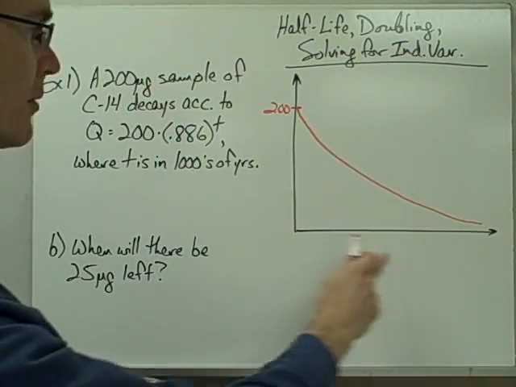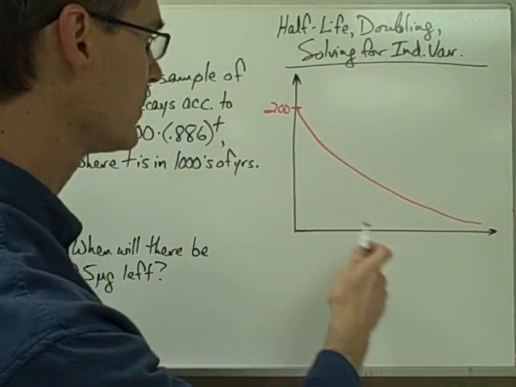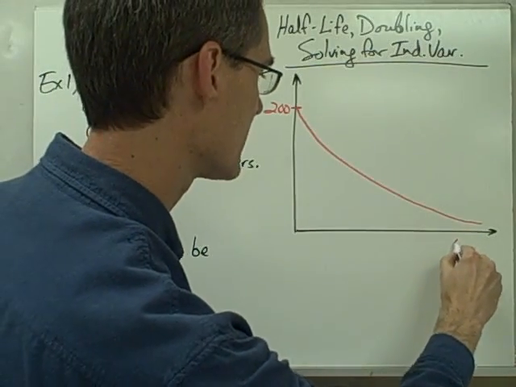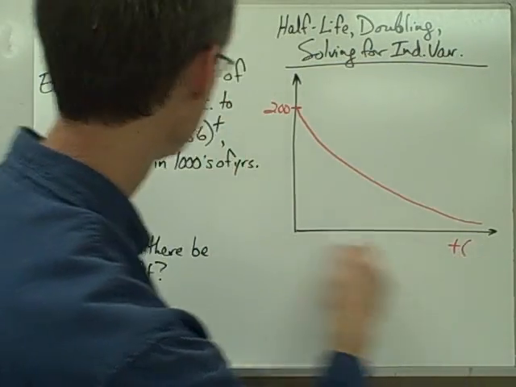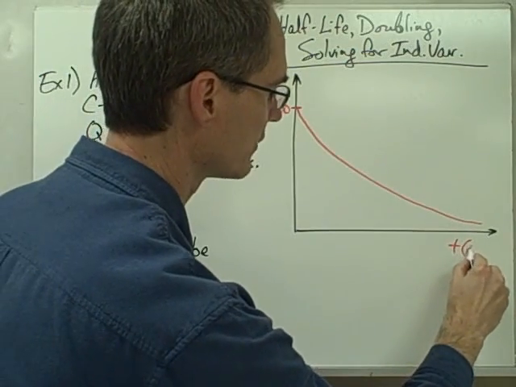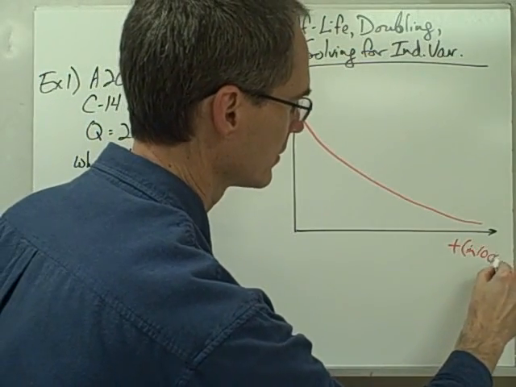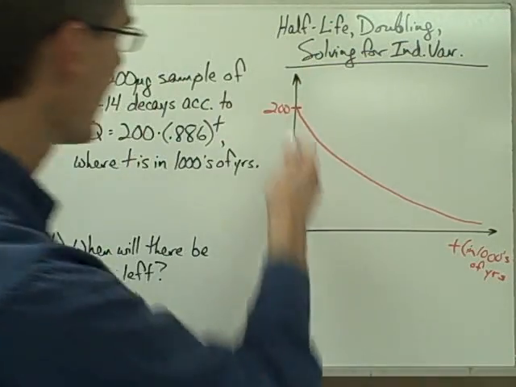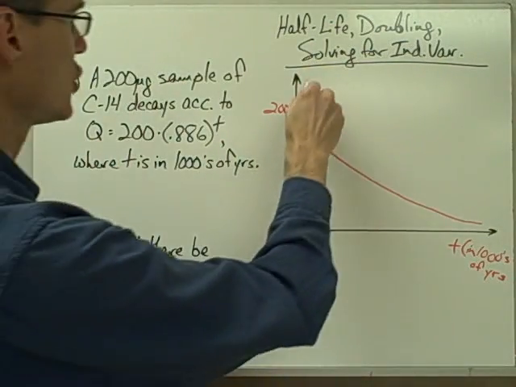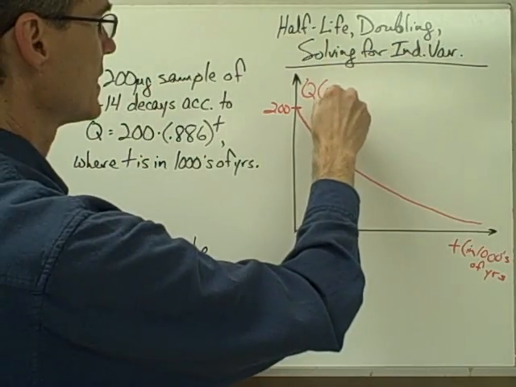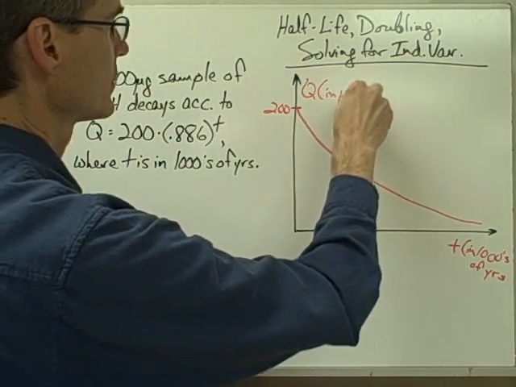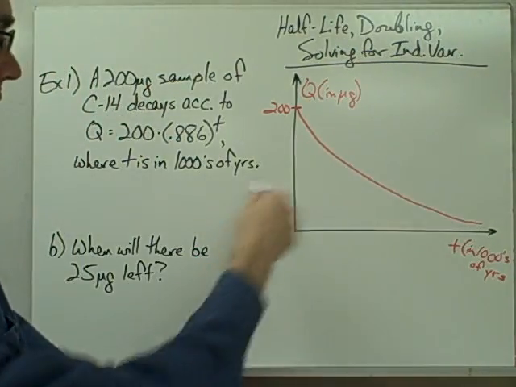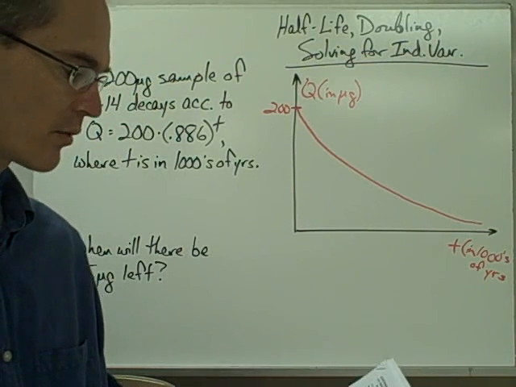And let me go ahead and label my independent and dependent axes. My independent axis is time t, and t is in thousands of years. So let me label that here: thousands of years. And my dependent variable is q, and q is in micrograms. Okay, so there's a sketch of my graph.